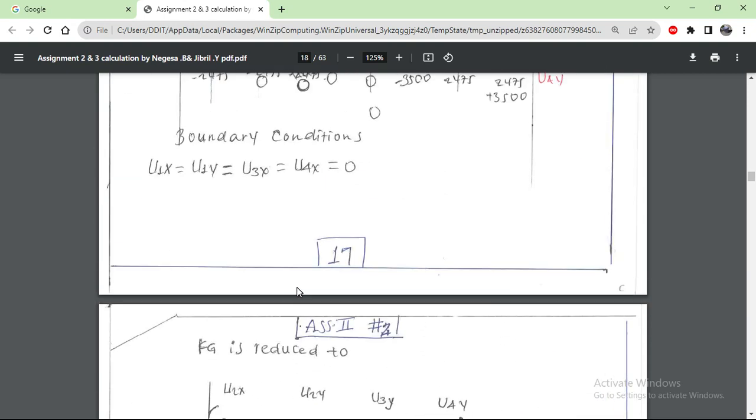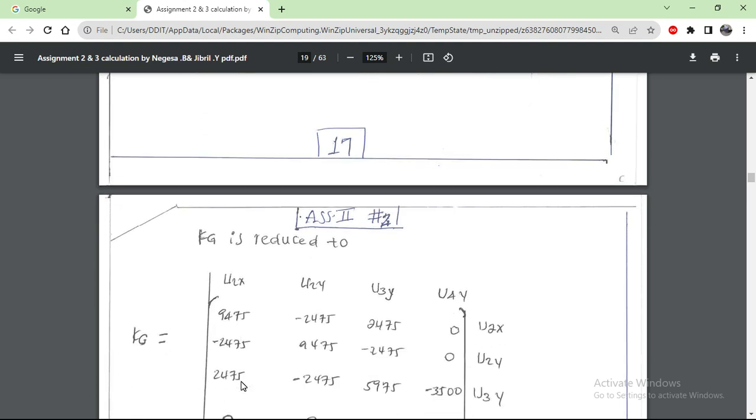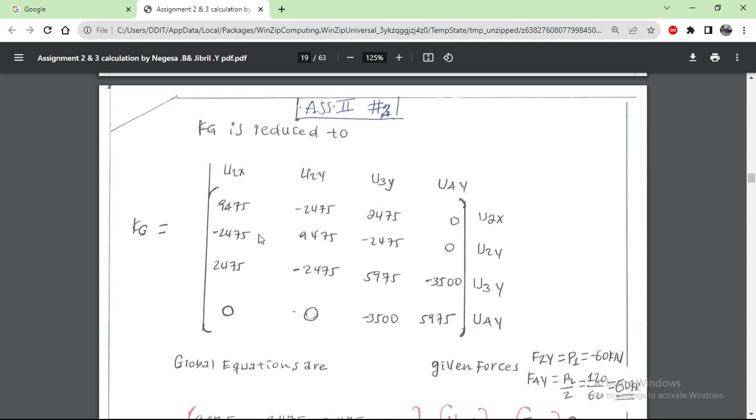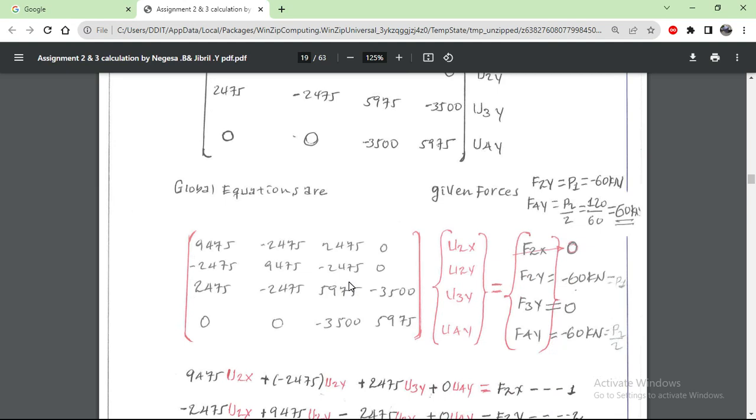So on the y, at point number 1 also it is stationary. Then they are 0. From that, the global stiffness matrix K is reduced to this. Then the global coefficients are given by global stiffness matrix times displacement equal to forces. Given forces, those forces are given at point number 2 and number 4 only. They are given in the y direction, negative y direction.